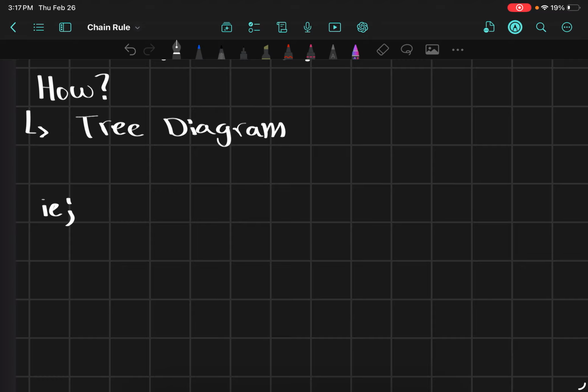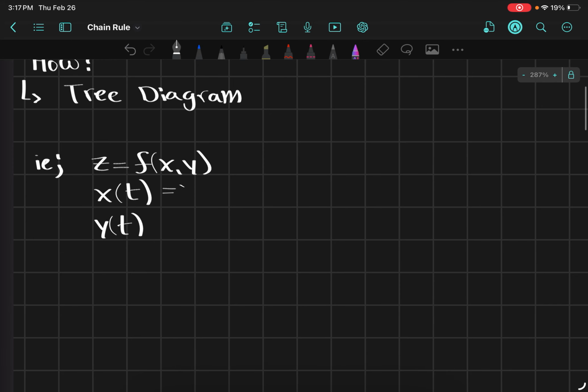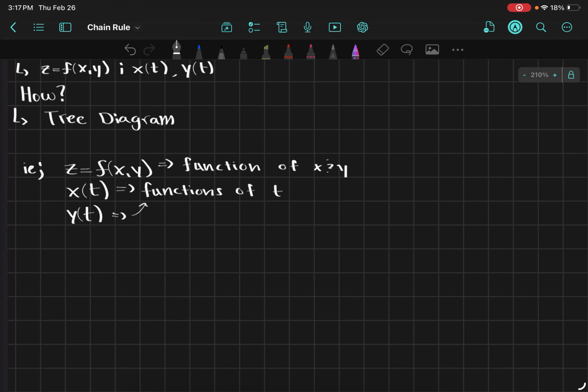Say we have that function stated prior, z equals f of x, y. But we have x of t and y of t, making it essentially f of x of t, y of t. So what are we going to do here? We know that our x and our y are in terms of t, so they are functions of t, whereas our z is a function of x and y. Well, what is the tree diagram?